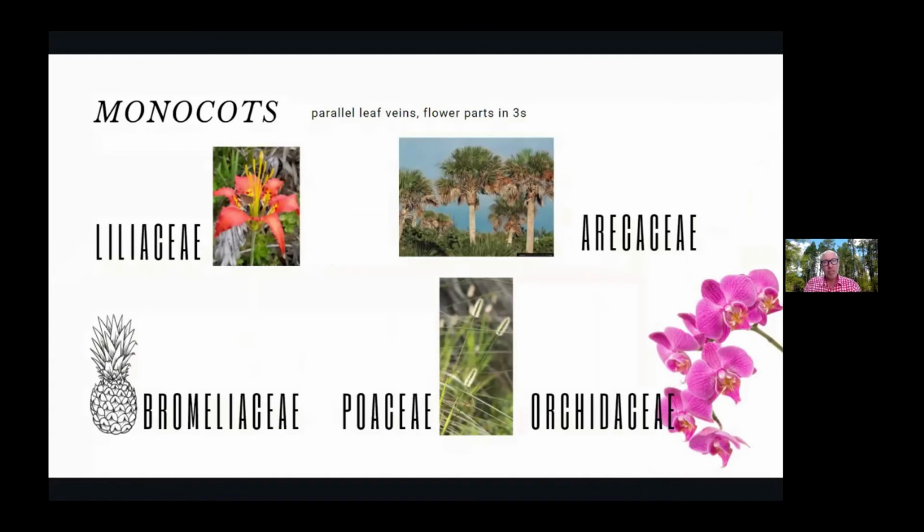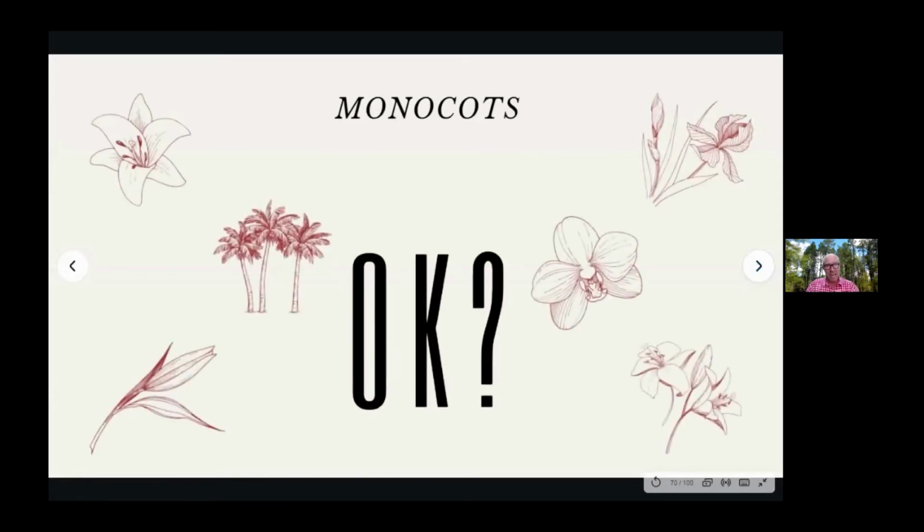Lily family, palm family, pineapple family, grass family, orchid family. Those are some representative families of monocots. Okay, it's not all of them, but it's some that you might recognize. Start thinking about, oh yeah, I already knew all that. I know a palm when I see one. Now I know that there's a reason that they're related to each other. Okay, monocots, parallel leaf veins. Okay, we've done the monocots.